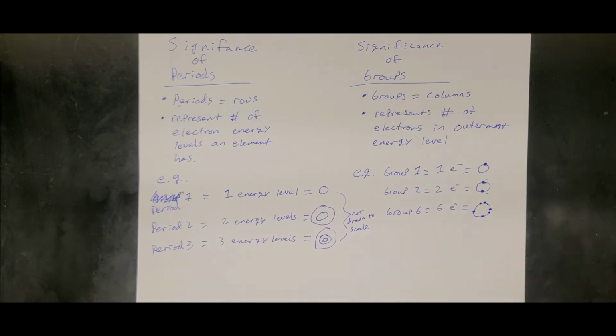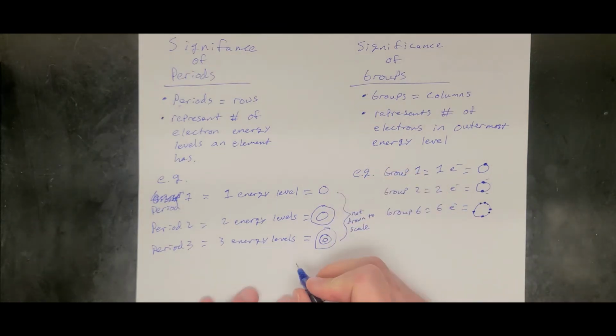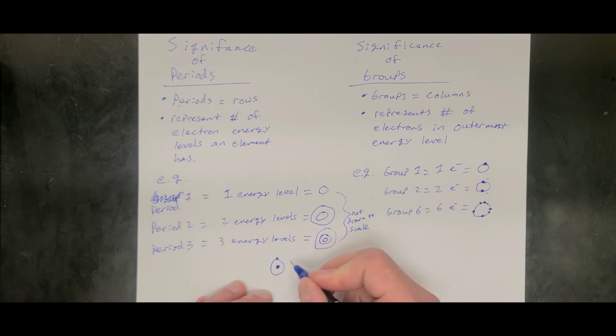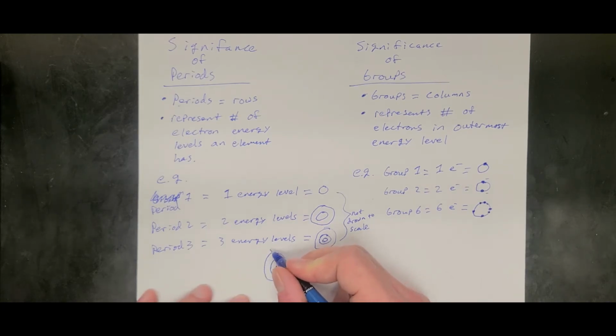Now, periods represent the number of electron energy levels an element has. And I wanted to take a moment and show you how we would draw that. An energy level we would just draw as a circle. So I'll draw it down here. If this is the nucleus down in here with all the protons, neutrons, electrons, just pretend this is a lot of protons and neutrons. This would be an energy level with electrons going around it. And every single layer on top of that would be an energy level.